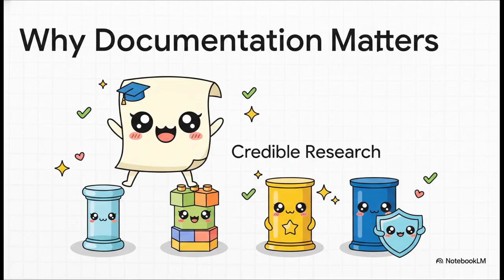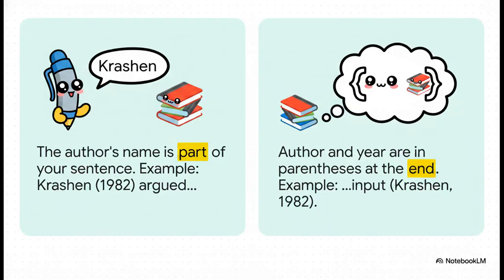So when you're writing and you're using APA style, you've got two main ways to give credit. You can use a narrative citation, where the author's name is part of your sentence, like Krashen argued, or you can use a parenthetical one, where you make your point first and then just pop the source in parentheses at the end. It all just depends on what you want to emphasize, the person or the idea.